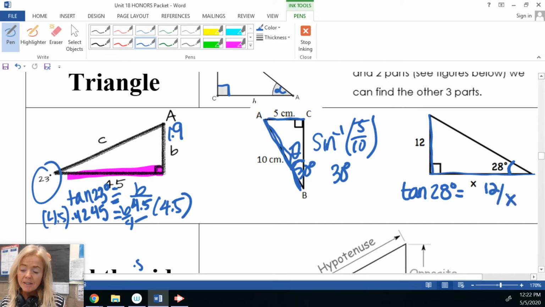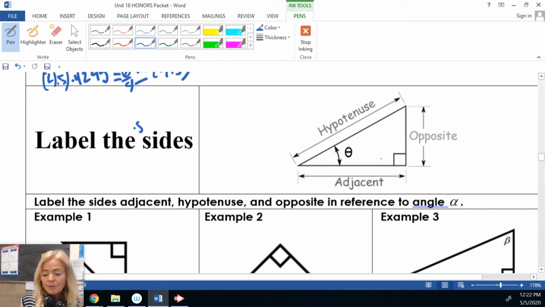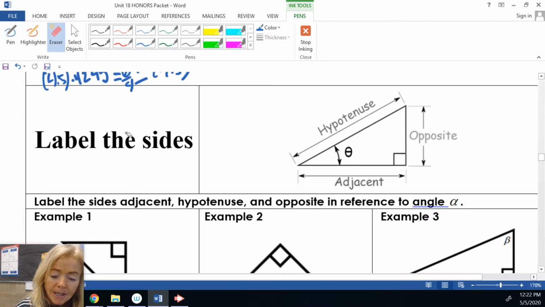So we can solve for x and come up with that actual side measurement that we've labeled x. So pretty cool stuff. That's what's coming. That's a preview of what's coming. The first thing we need to do is label the sides.